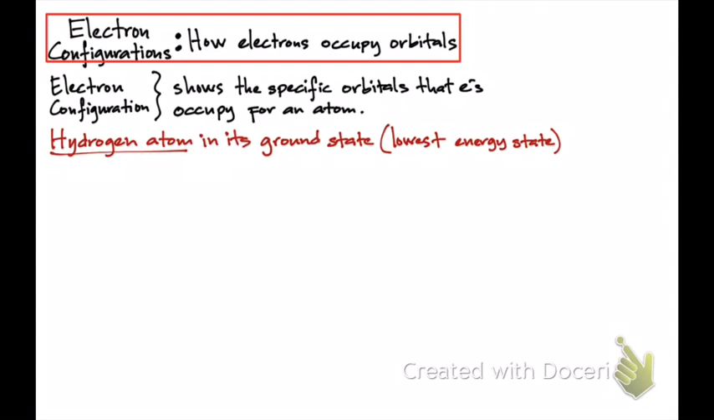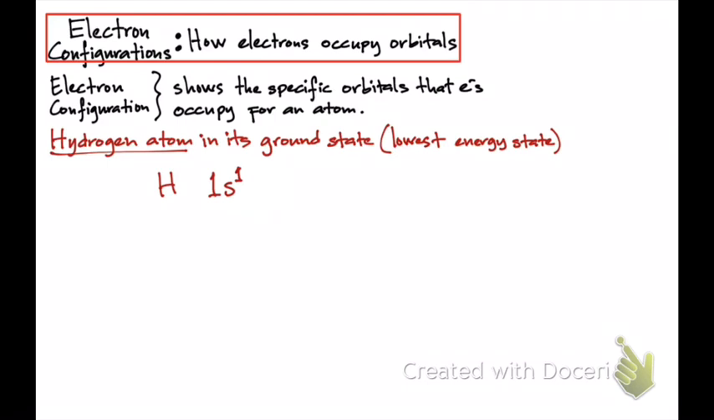So for example, if we look at a hydrogen atom, we know that hydrogen contains a single electron. A hydrogen atom in its ground state means we have a hydrogen atom in its lowest energy state, meaning that the electron is at the lowest energy level. Because sometimes you can input energy, right? You can have the electron absorb energy and then it goes to a higher energy level, which they call the excited state. Let's just assume that we have a hydrogen atom in its ground state. What would be the electron configuration?